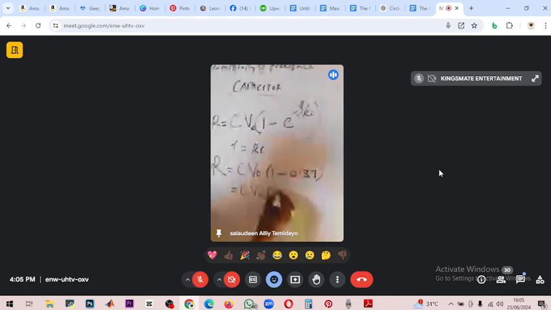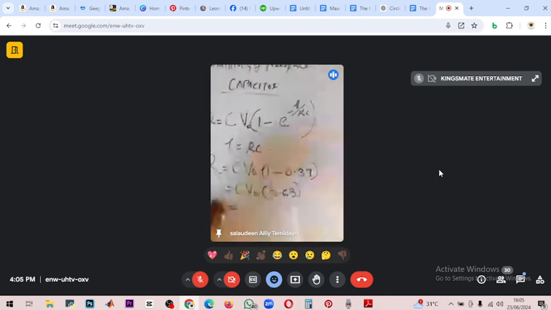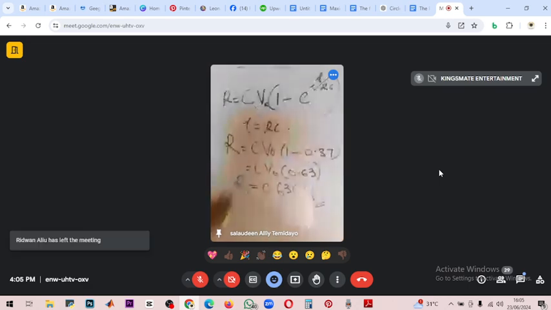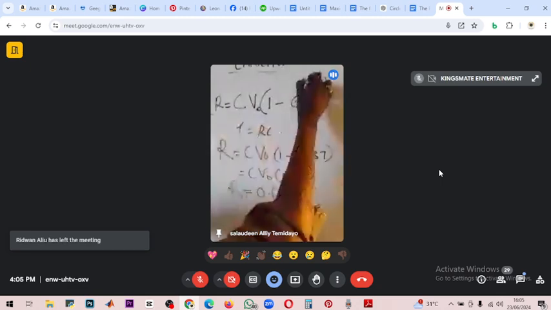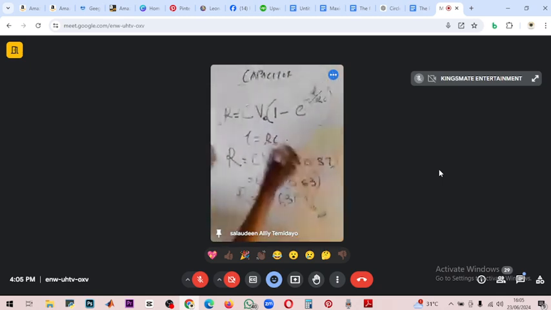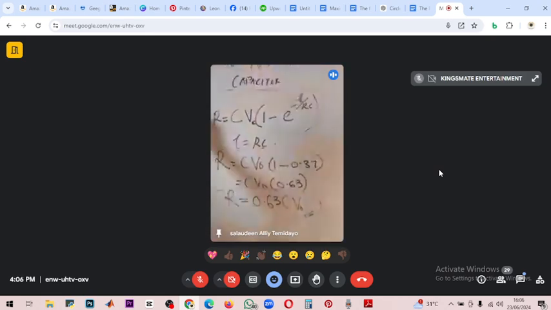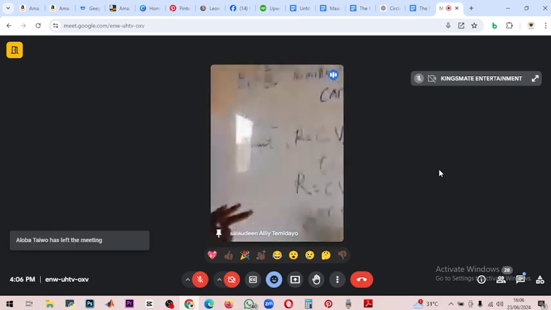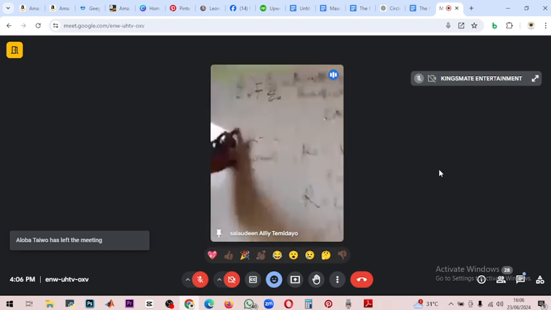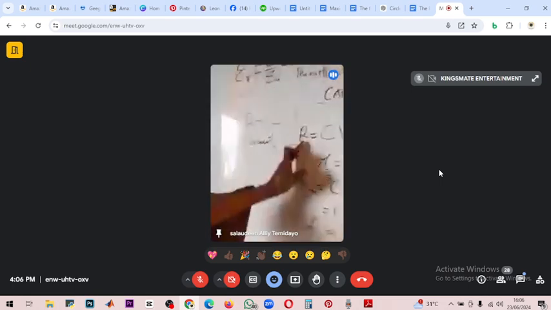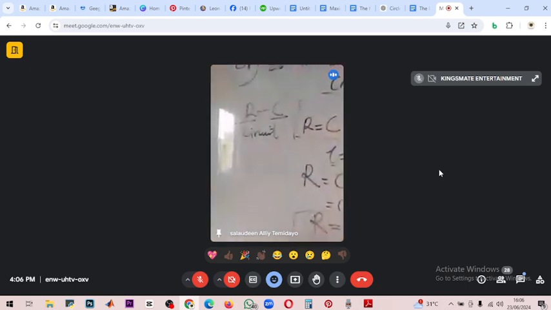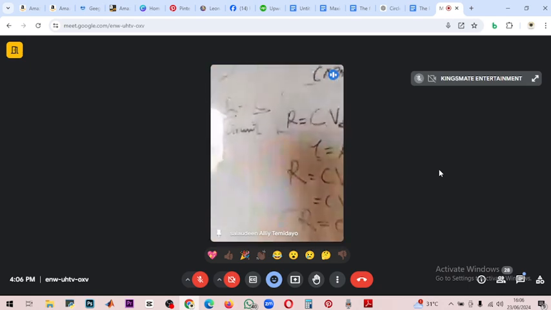So this is CV naught times 0.63. I'm only giving the formula Q equals 0.63 CV naught. So this is the formula basically for when the time constant is equal to RC. In an RC circuit, this is important, note it very well. This is the formula for a circuit that contains a resistor and a capacitor.